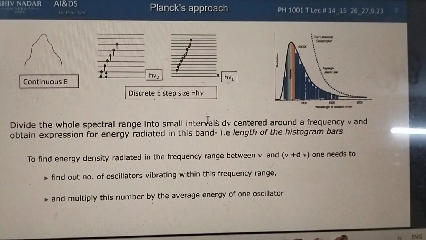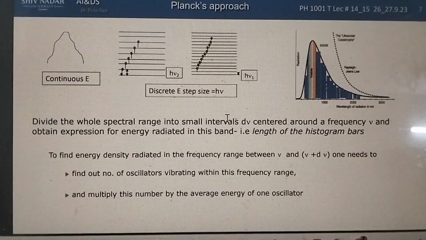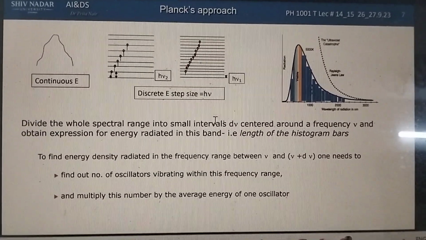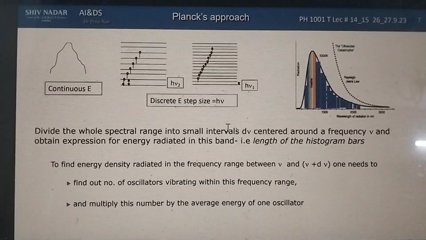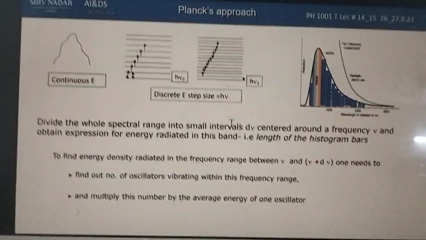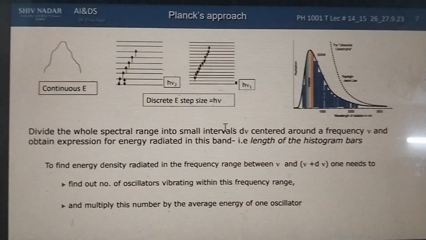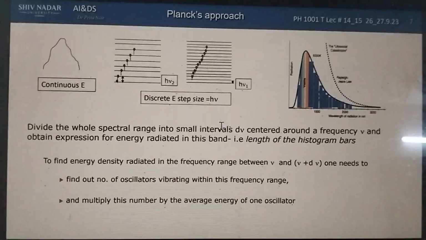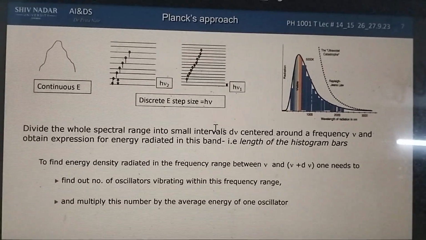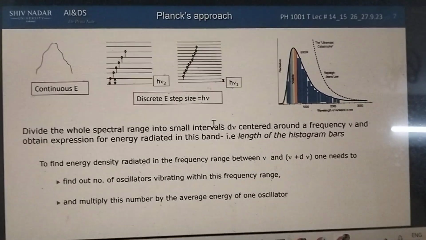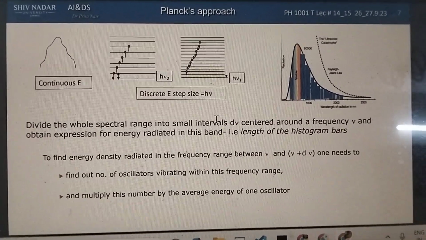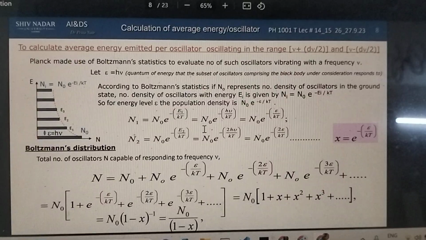And then what he's trying to do is find out the number of oscillators vibrating within this frequency range. And by oscillator we mean atom. So how many atoms exist within this frequency range, and he wants to find out the average energy of one atom. So if I take the energy per atom and multiply it by the number of total atoms, we get the total energy, right? So this was his approach.